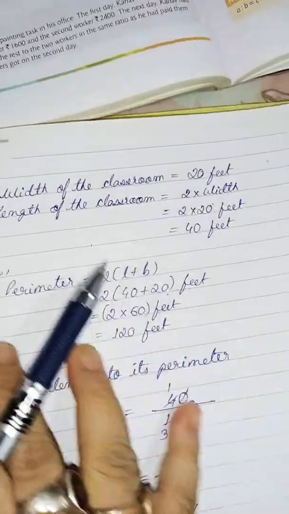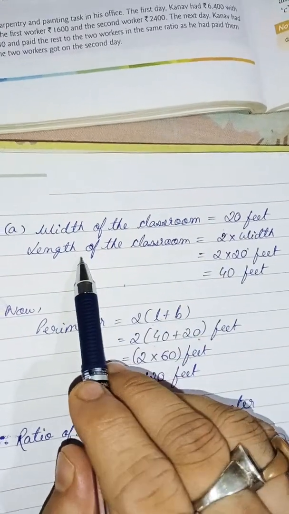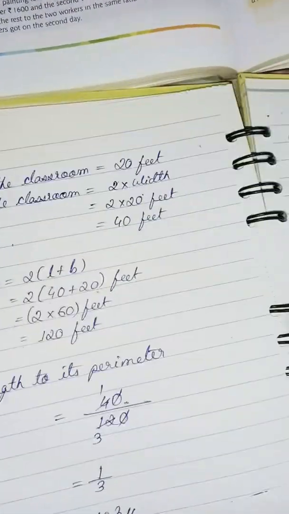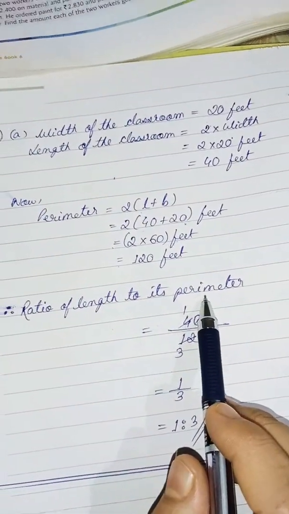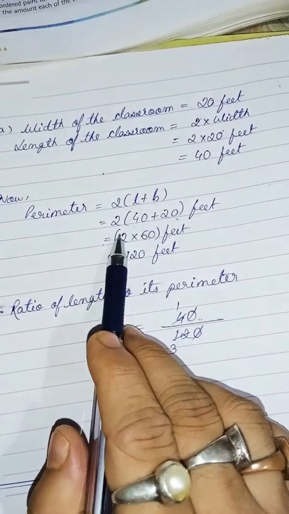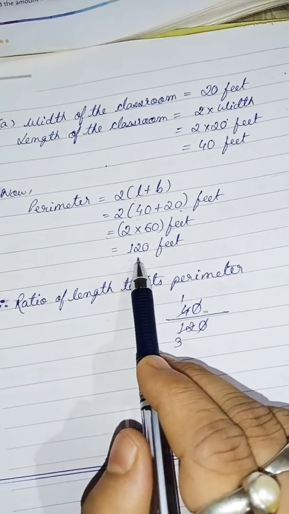So first of all, let me find the length. Breadth or width is already given, 20. It is said that length is twice of this. So 2 into 20, 40. Now before going to find the ratio, because I have to find the ratio of the length to the perimeter, so first I find out the perimeter. Perimeter means 2 into (L plus B), 2 into (40 plus 20), that is 60, which is equal to 120.